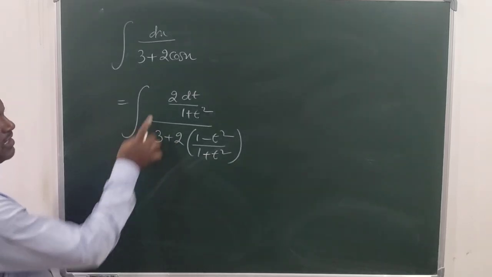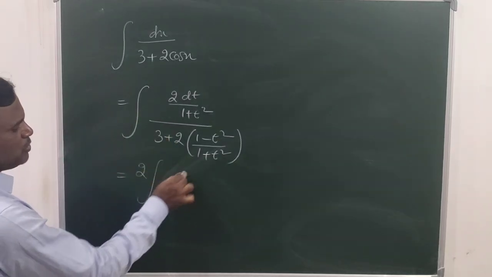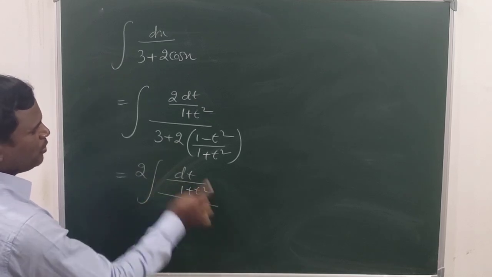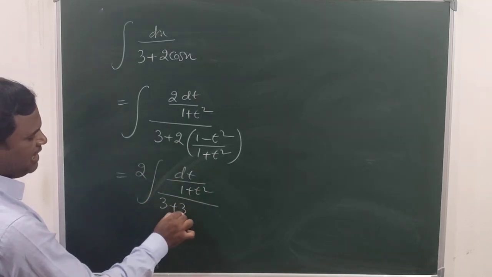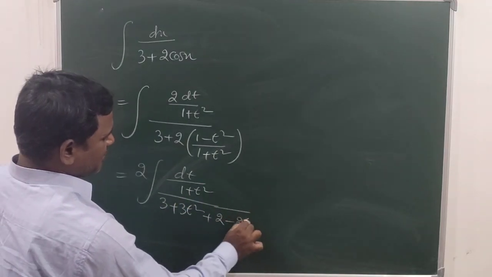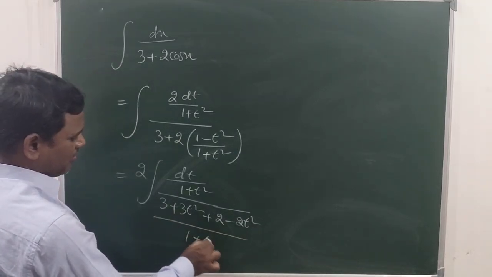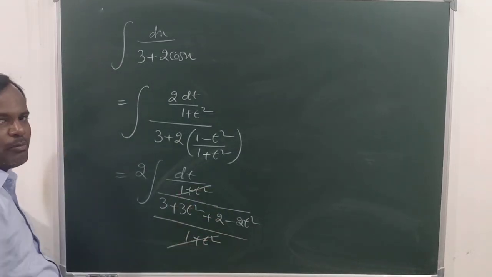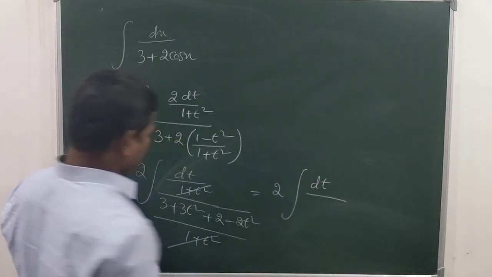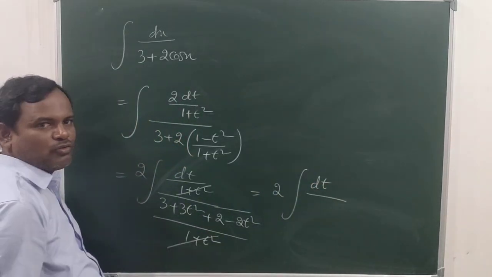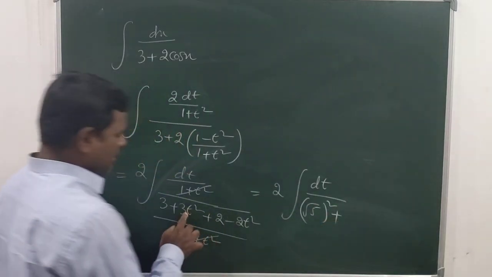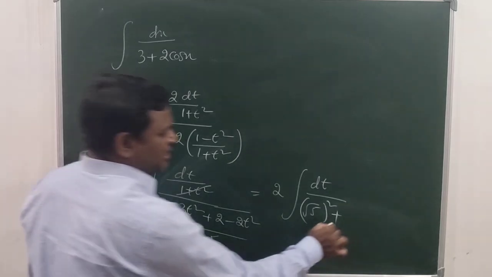Now go for simplification. Write these two outside. So 2 dt by 1 plus t square whole by 3 plus 3t square plus 2 minus 2t square whole by 1 plus t square. 1 plus t square, 1 plus t square cancel. Now write the 2 outside. dt by, simplify this, 3 plus 2, 5. 5 can be written as root 5 whole square, and here 3t square minus 2t square, t square.